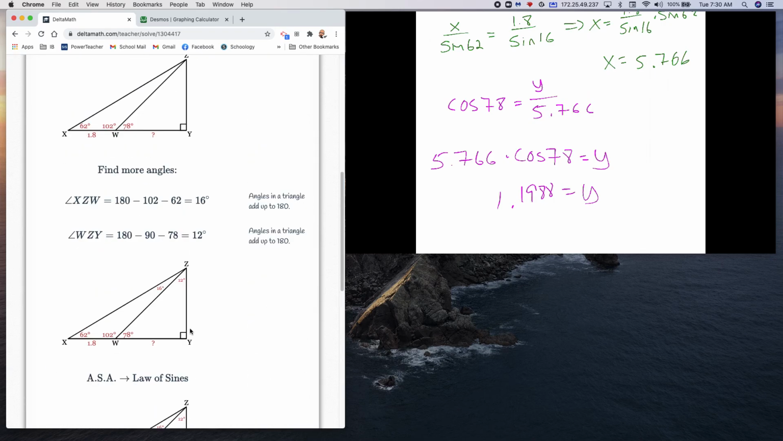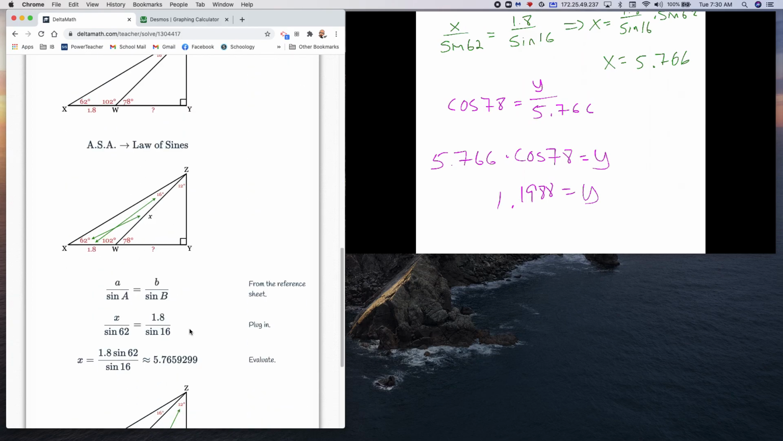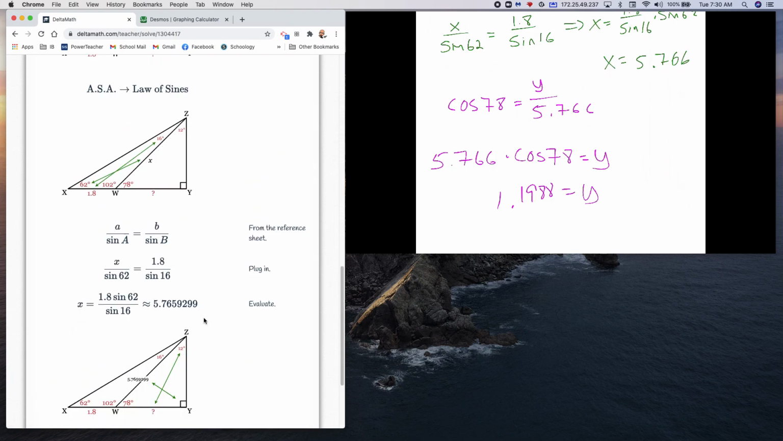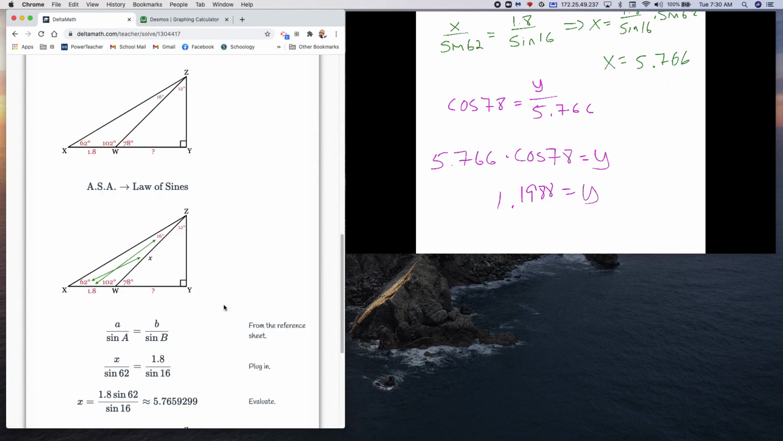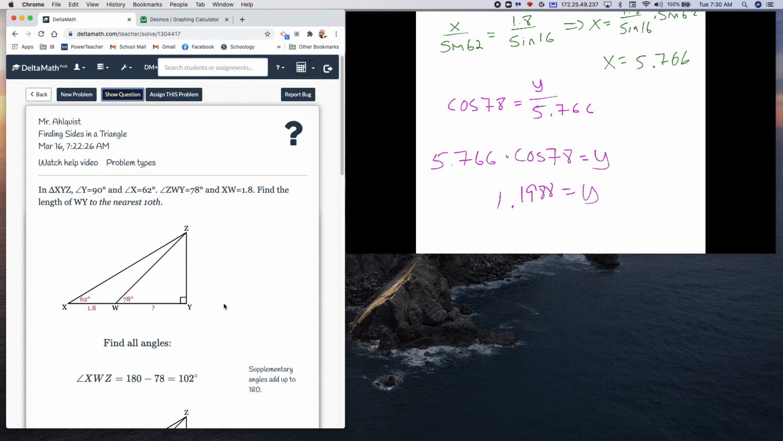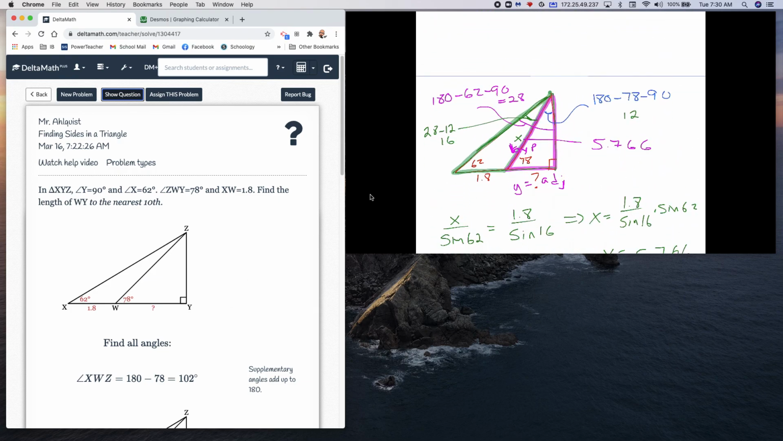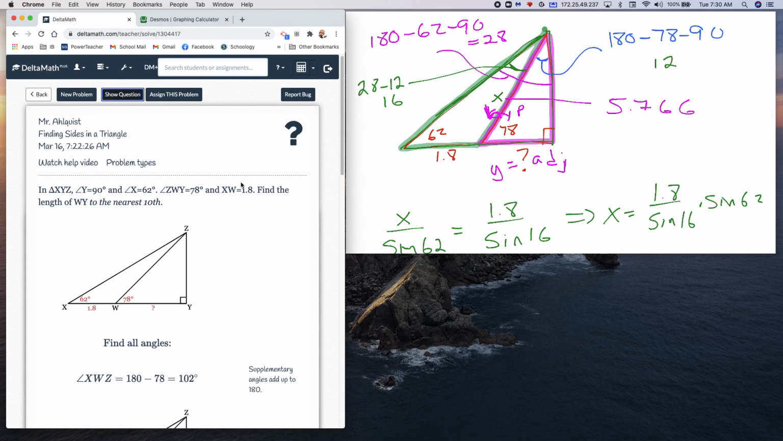So you can do law of sines, and they used law of sines on this whole thing. You could see what they did, but I just used the cosine. So you can use all kinds of things, but you got to find missing pieces. It's going to be really helpful for you to kind of find missing pieces. Go back and look at this example and do your best.